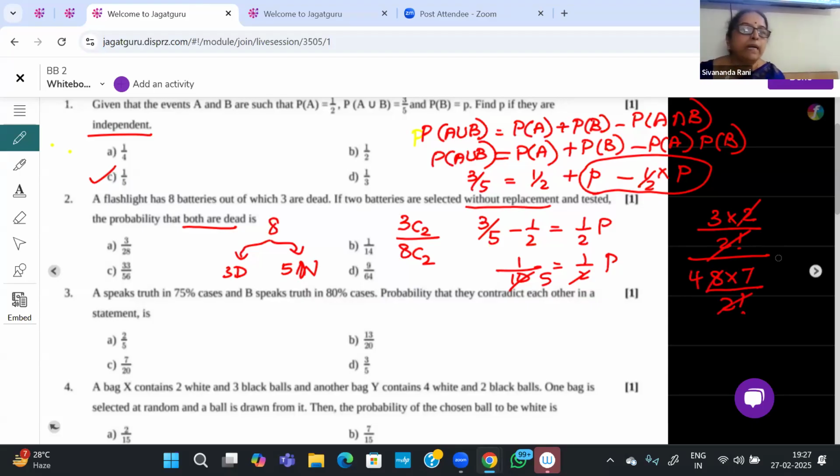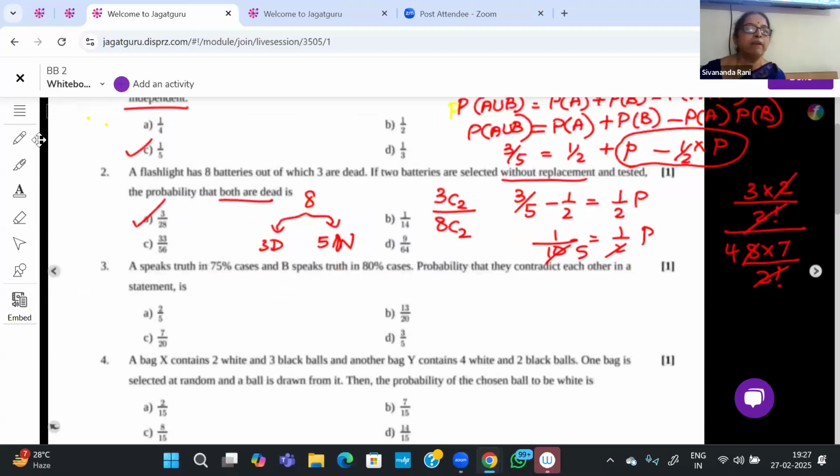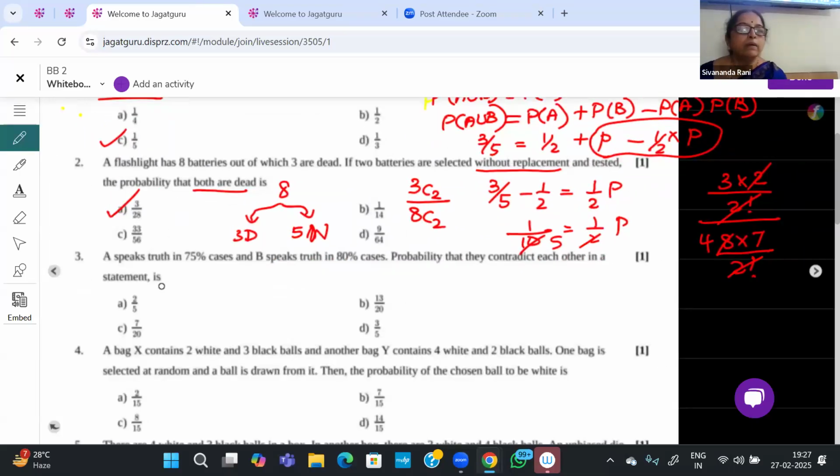So 3 by 28. That's what you said? Is there an answer like that? Yes, ma'am. Which one? A. A. I'm able to see. Okay. Is it clear for you? Yeah. Should I zoom?